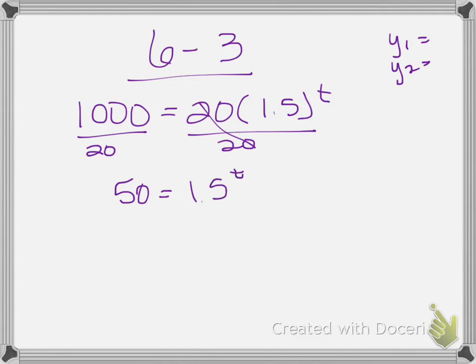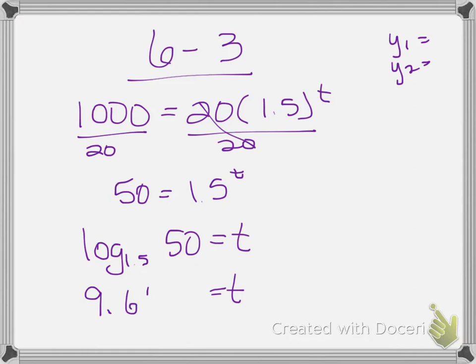So first thing I did was divide both sides by 20, and then I'm going to change it into log form, which is log base of 1.5, argument is 50 to the t power. And then there's a special way we can type this in our calculator, and like I said, I'll show that to you as the week goes on in these lessons in the next coming days. But you would get the answer of 9.648.